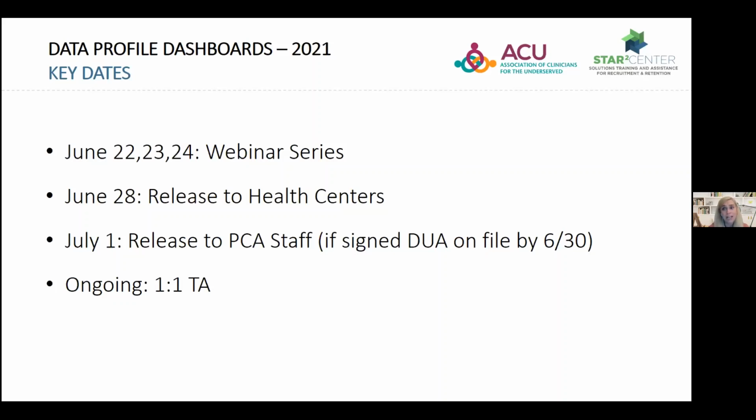And then I just wanted to mention that, again, we do offer ongoing one-on-one TA for our data profile dashboards. So if you get in there and you say, you know what, I really need some help figuring out what our data is telling us, even after you hear Pamela and Alexia and Eric talk a little bit about our dashboards, we're here for you. We want to answer your questions, and we really want you to be able to utilize these to inform your workforce efforts. So feel free to reach out to us at any time after you have received your data profile dashboard login.